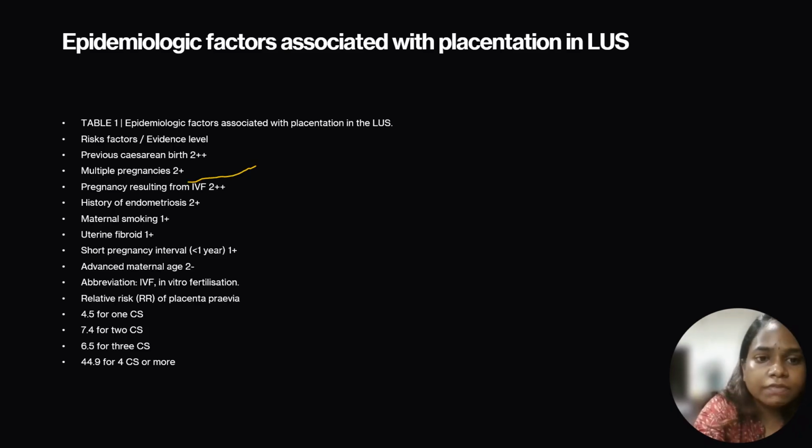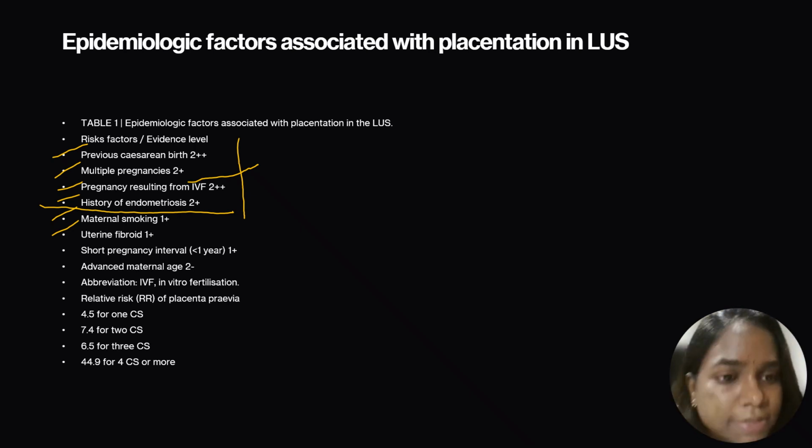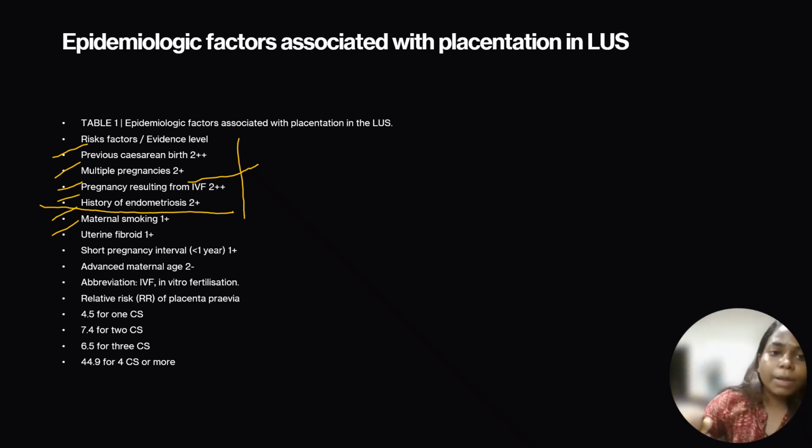These are the different risk factors, which we already learned: previous cesarean birth, multiple pregnancy, IVF, endometriosis, maternal smoking, fibroid. In fact, up to endometriosis, it is 2+ evidence. So previous cesarean section, multiple pregnancy, IVF, endometriosis is 2+ evidence. Then uterine fibroid, smoking, short pregnancy interval, advanced maternal age.